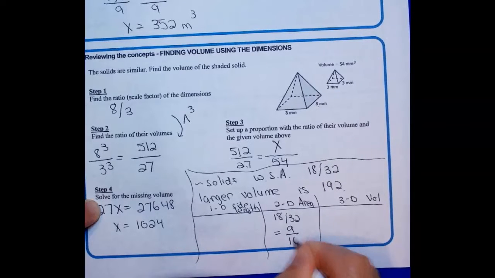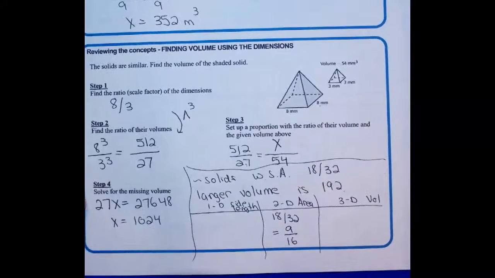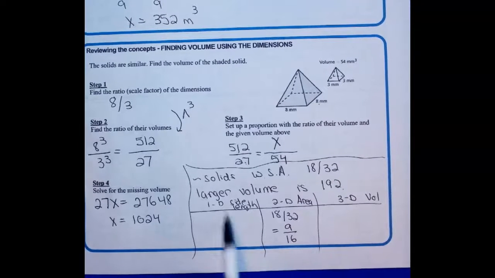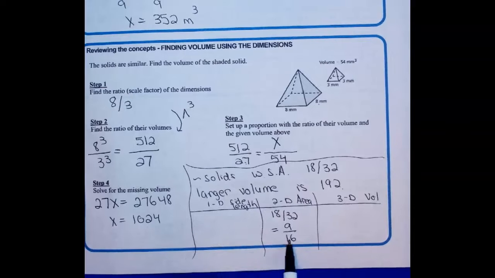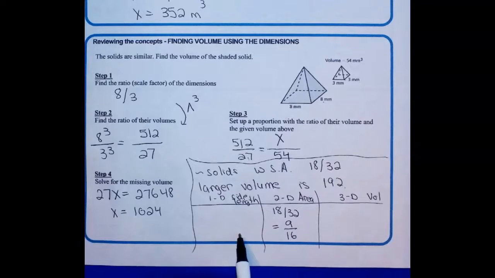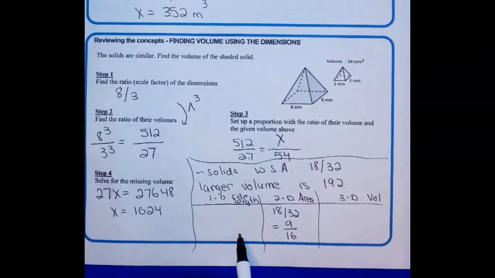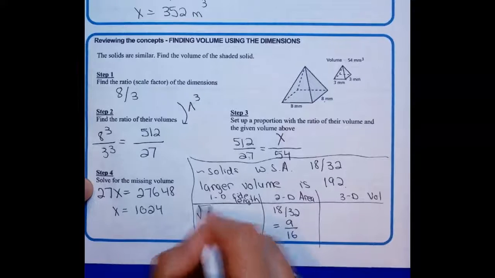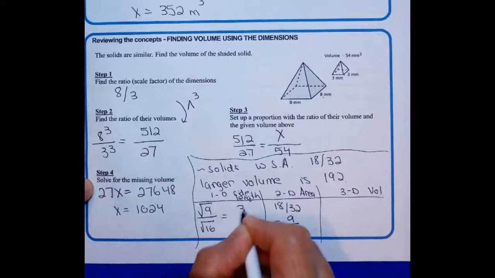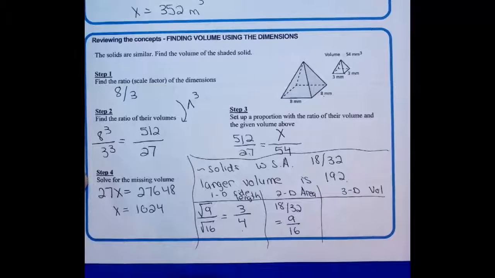That's 9 to 16. Now remember, to get from here to here, we raised it to the 3rd power. Let me say it again. Normally I started here and raised it to the 2nd power or the 3rd power, depending on what I was looking for, but here I'm going to go backwards. So the inverse operation of squaring something would be square rooting. In other words, I want to square root 9 and I want to square root 16. That will give me the ratio of their sides.